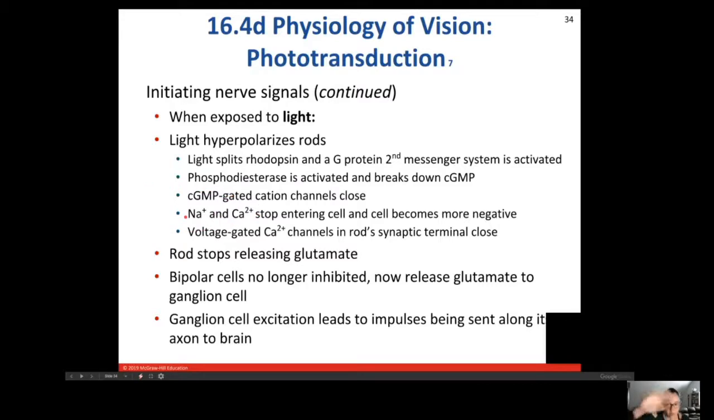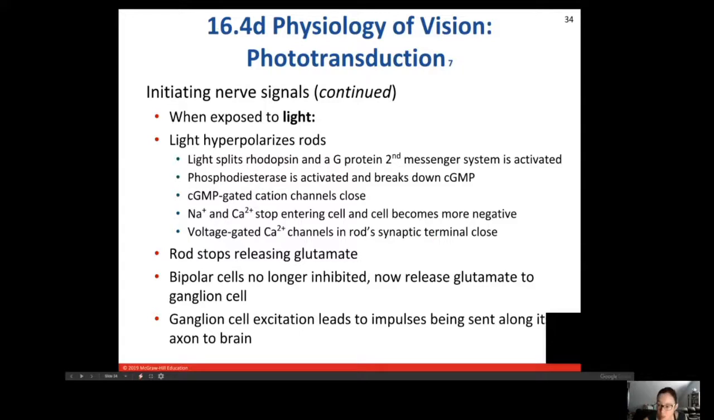And so once those positive ions stop entering, the cell will eventually become more and more negative. And as it becomes more negative, that's like an IPSP. It's not depolarizing anymore. It's not going to reach threshold. We're not going to have an action potential, and so those voltage-gated calcium channels in the rod synaptic terminals are going to close. So the rod stops releasing glutamate.